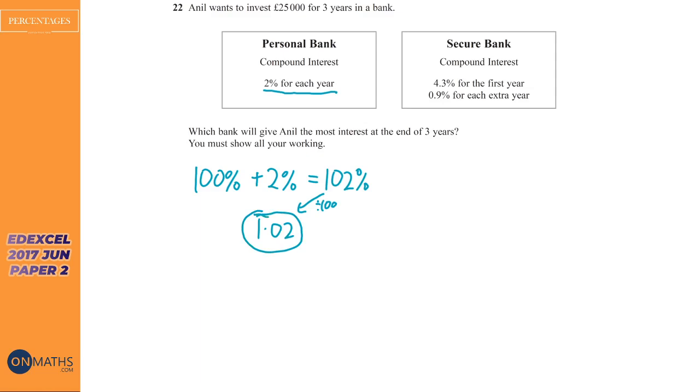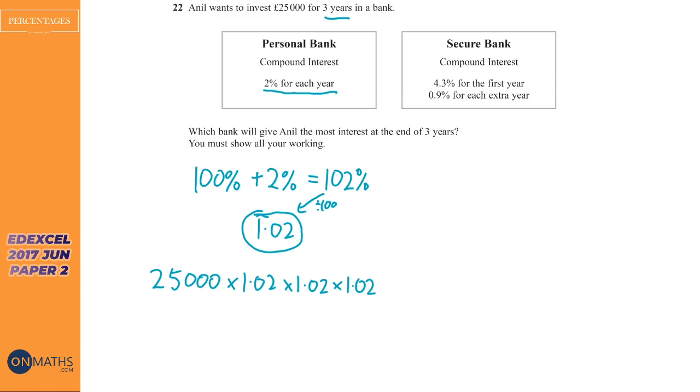Okay, 1.02. Now the beauty of a multiplier is if I get the amount, which is 25,000, and I times it by that multiplier, that will give me the amount at the end of the first year. So if I times it by the multiplier again, second year, times it by the multiplier again, third year. And that's my 3 years. Finished. Now, the astute among you may realise that you do 1.02 to the power of 3, and that would also work, and it absolutely would work.